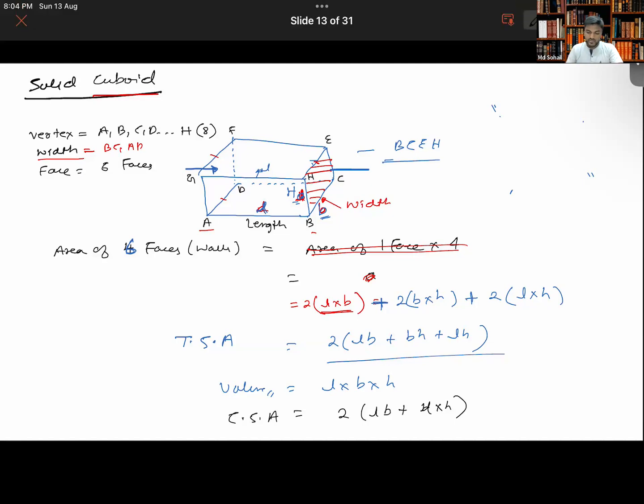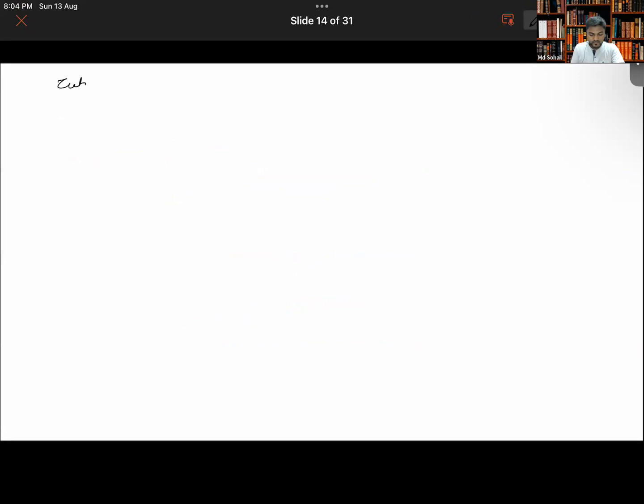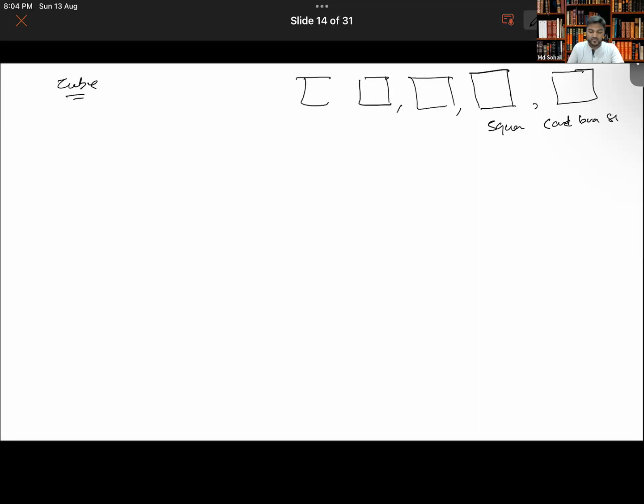Now let's talk about the cube. It is in fact simpler than a cuboid. Simply take 6 square cardboard sheets and join them by their edges. You will get a cube here.